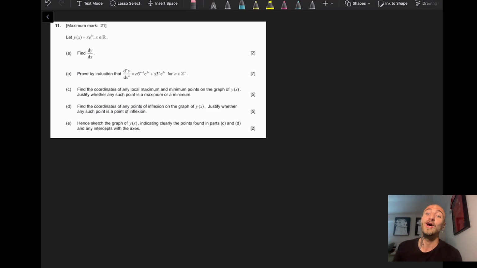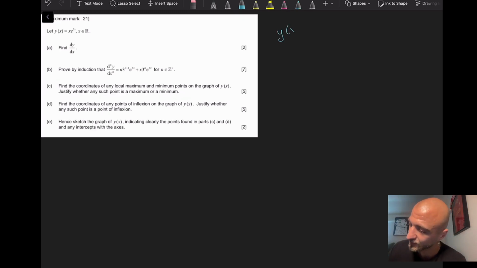We have an absolutely awesome question here. A little bit of calculus, a little bit of proof by induction, a little bit of everything. So let's tackle it together. Say we've got the function y of x is equal to x times e to the 3x. We're first asked for 2 points, nice and simple, to solve for dy/dx. This will help us a little bit in parts b, c, d later on.